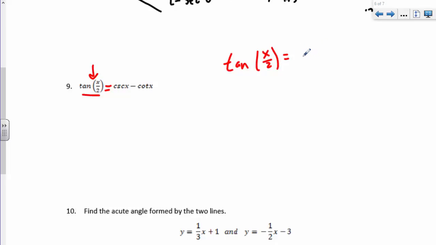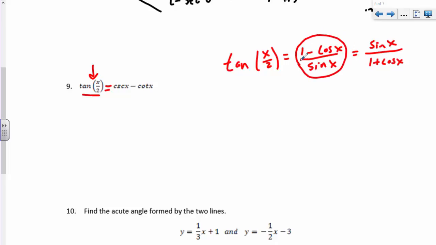Okay, this can be written in a lot of different ways. This is the same thing as 1 minus the cosine of x over the sine of x. Or we could say that's the same thing as the sine of x over 1 plus cosine of x. Either way, this is the same, okay? So let's take this into consideration. I'm going to look at this one right here, since I know this identity, right? This is going to be split into 1 over sine of x minus cosine x over sine of x.